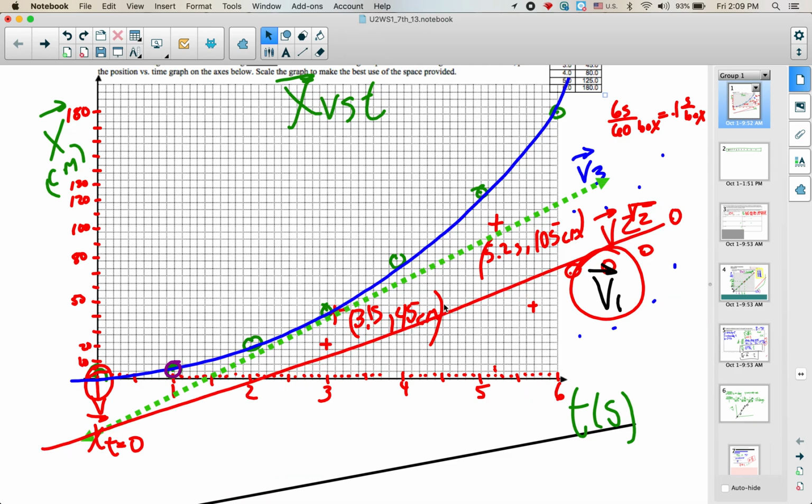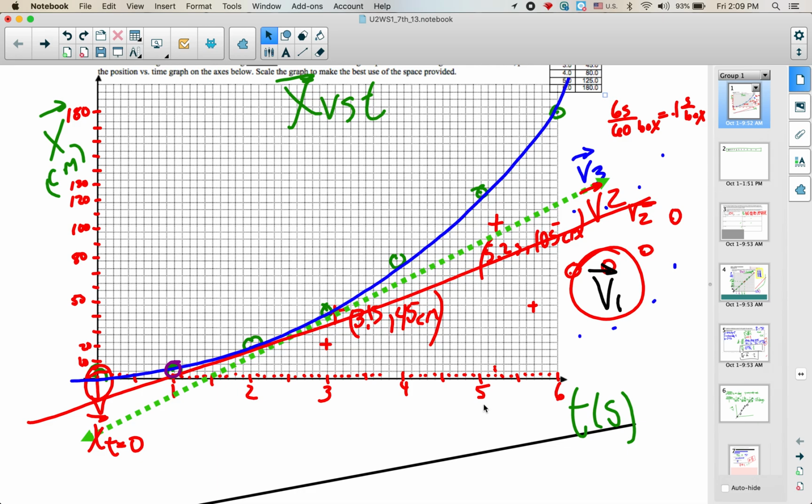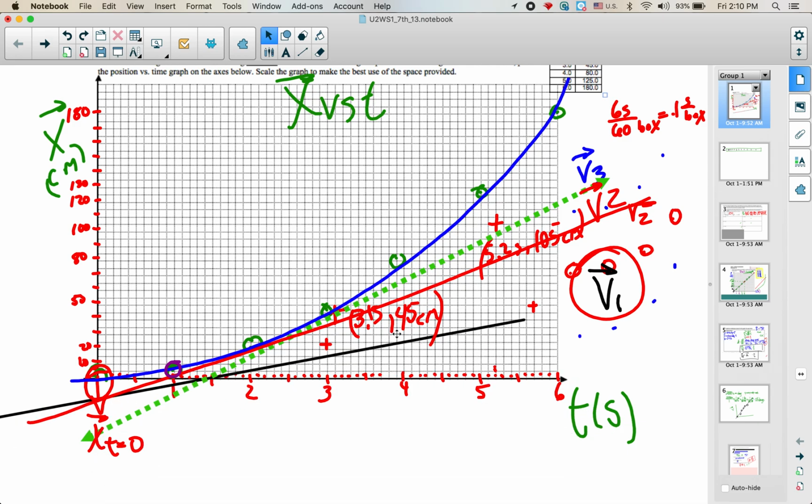But as time goes on, the slope of the line at 3 seconds is steeper than the line at 2 seconds, which is also steeper than the line at 1 second. And you would do that again at 4 seconds and at 5 seconds. Don't worry about doing it at 6.